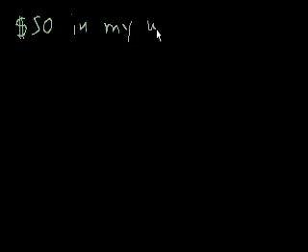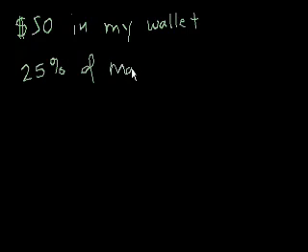Let's say I go to a store and I have $50 in my pocket, $50 in my wallet. And at the store that day, they say it is a 25% off marked price sale. So 25% off marked price means that if the marked price is $100, the price I'm going to pay is going to be 25% less than $100.